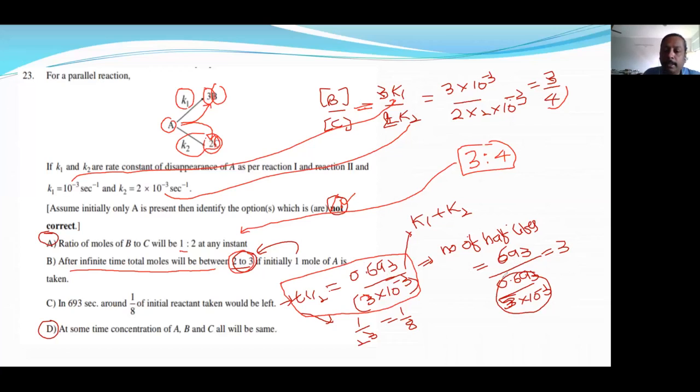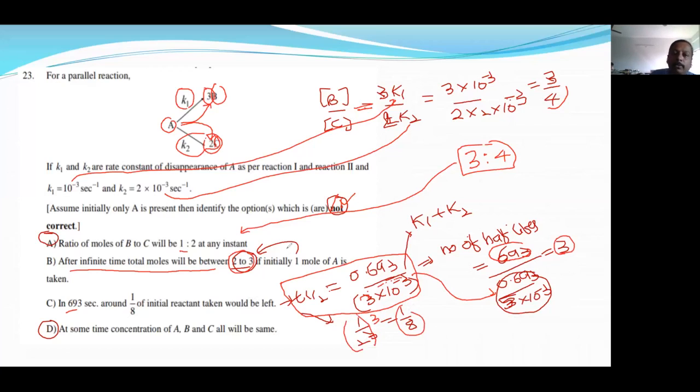So 0.693 divided by K1 plus K2. And how much time do they want? 0.693. So the number of half-lives in 693 will be total time divided by 1 half-life time. So this will be 3 half-lives. 3 half-lives means 1 by 2 to the power of 3. So that means 1 by 8. It is absolutely correct.